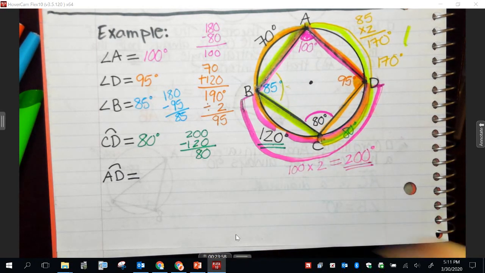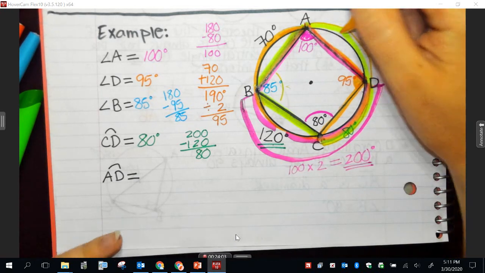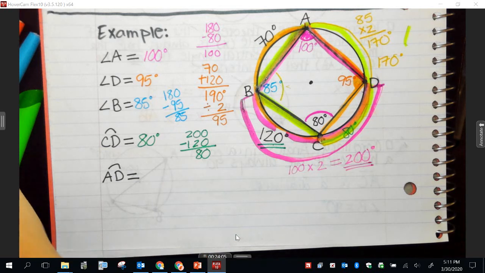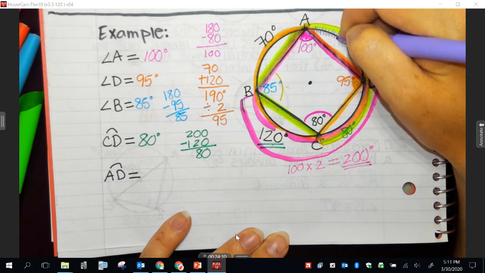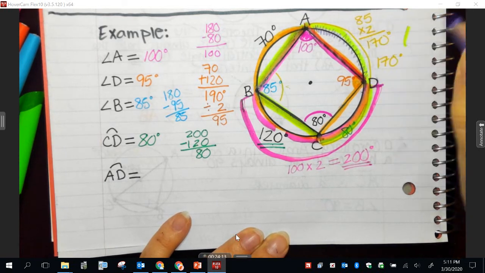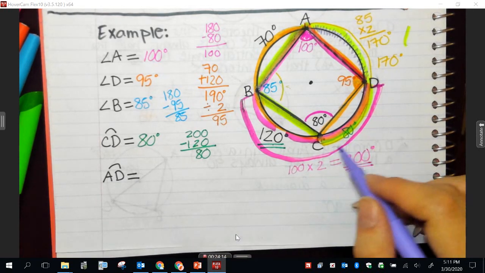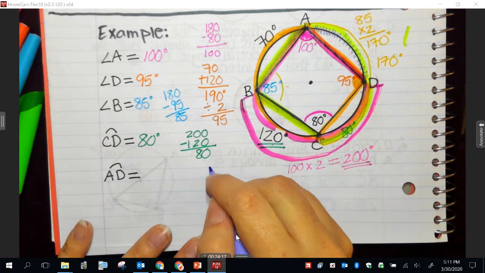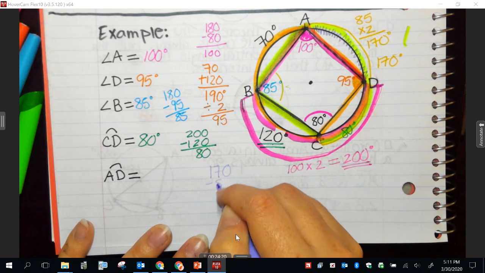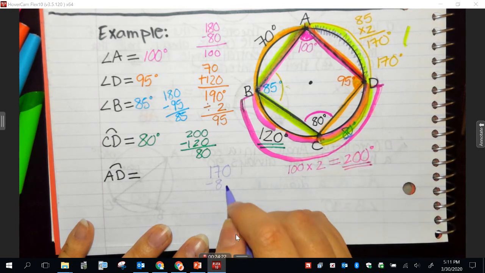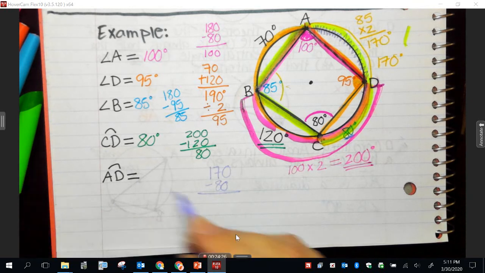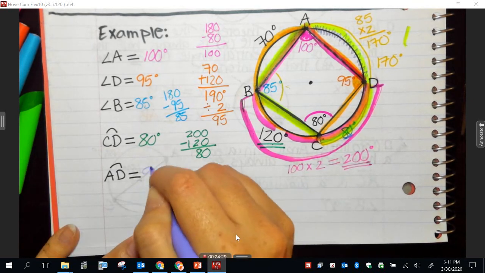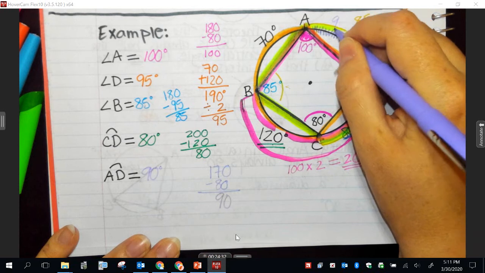So then if I want to get this piece, that piece AD, I'll use purple here. So here's what we want, just this piece. Then I just need to subtract what we have here, that 80. So 170 minus 80, which is right here, leaves us with 90 as the measure of arc AD.